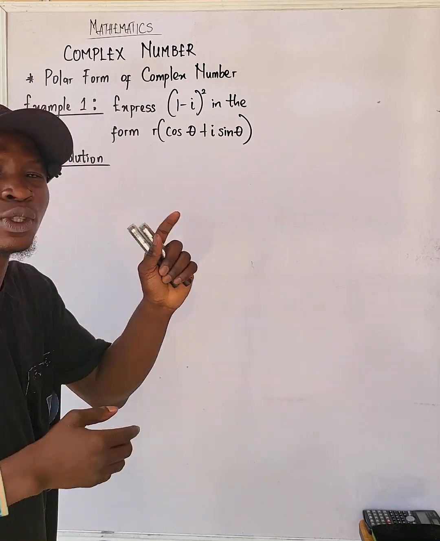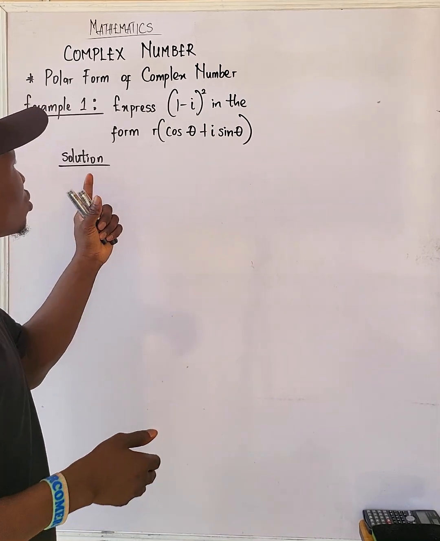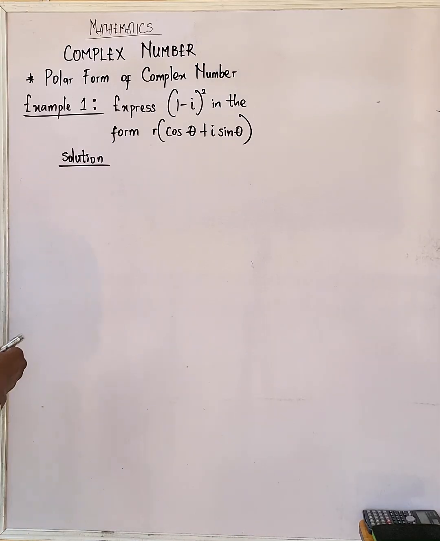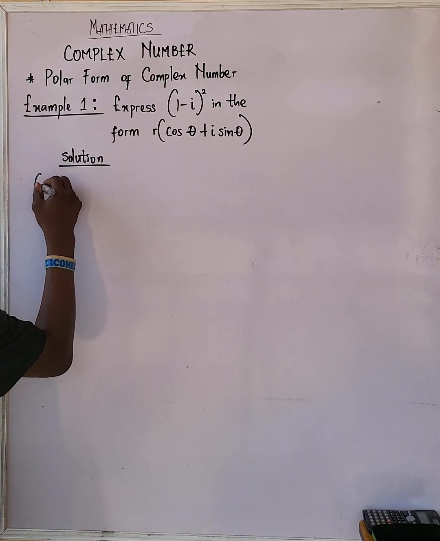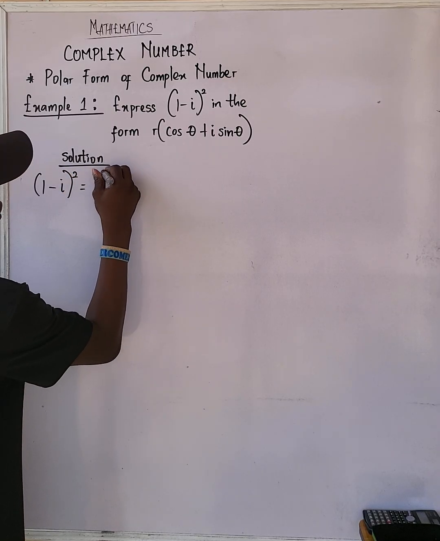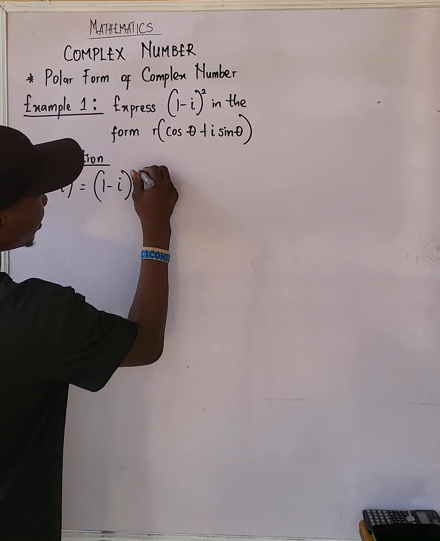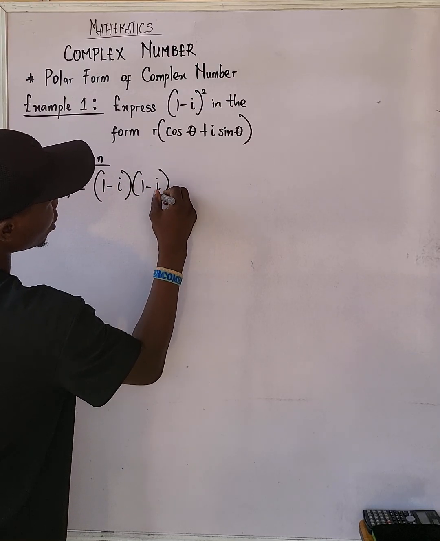So we want to use the formulas we proved in the previous video to solve this question. Now, how do you go about it? Let's bring out the question. We're given (1 minus i) all squared. The first thing is, (1 minus i) all squared means (1 minus i) in two places, right?